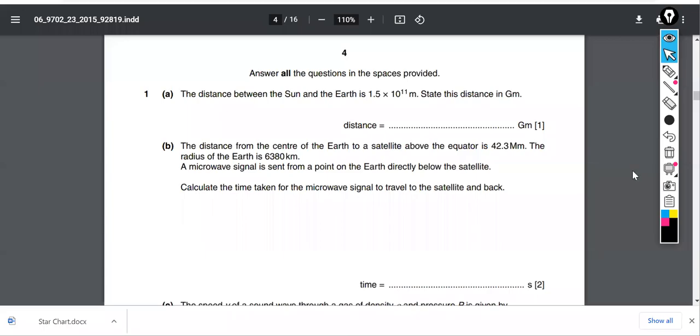All right, so the question reads, the distance between the sun and the earth is 1.5 by 10 to the 11 meters. State this distance in gigameters. All right, so let's write down what we're given with a nice marker. Number one, 1.5 by 10 to the 11 meters. And I want to cancel out meters and I want to be in gigameters.